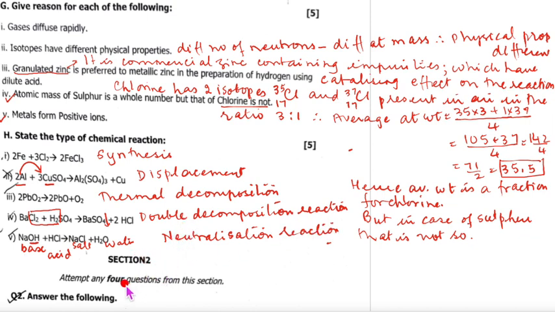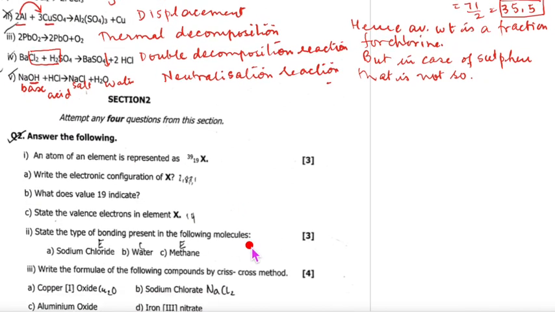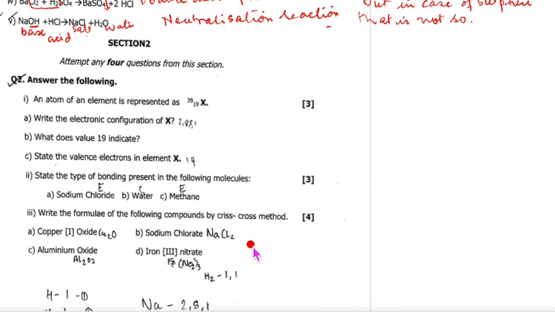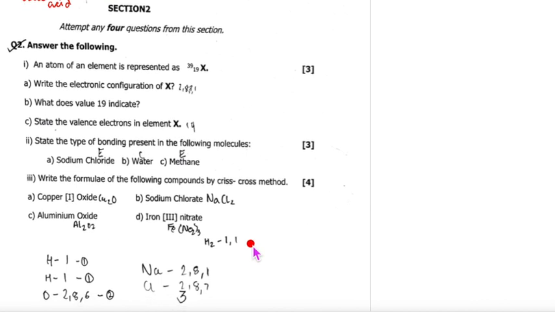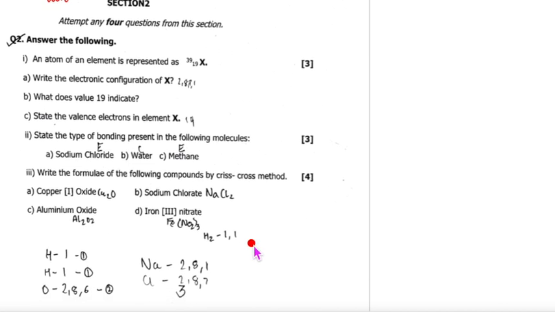So that finishes our section 1. Section 2 has to be attempted. From section 2 we have to attempt any 4 questions. Let us quickly look at our questions. I'll be solving all. You have to solve any 4.